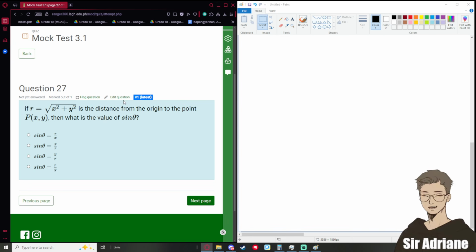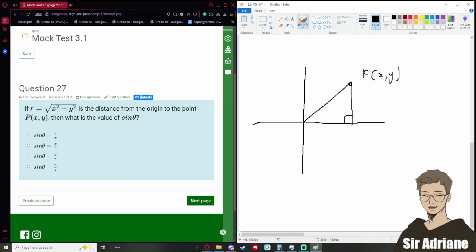Number 27. If r is equal to square root of x squared plus y squared, and that is the distance from the origin to the point P of xy, what is the value of sine theta? Now, this one is another recall question. Remember, if we have an angle wherein its terminal side passes through a point P with coordinates xy, we can form a triangle such that the side lengths of that triangle would be x here and then y here, and then this hypotenuse is just r, where r is represented by the distance between 0, 0 and this point xy, which is square root of x squared plus y squared.